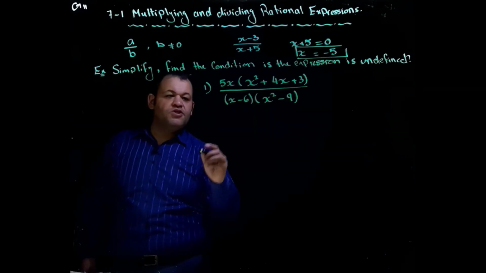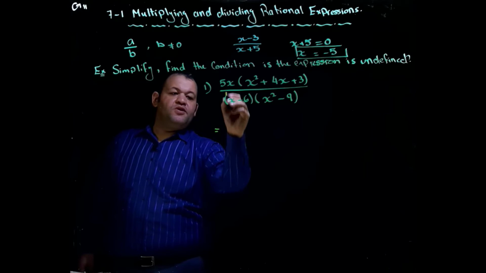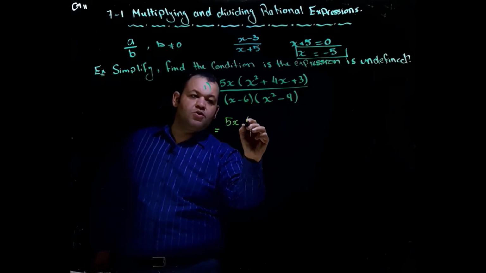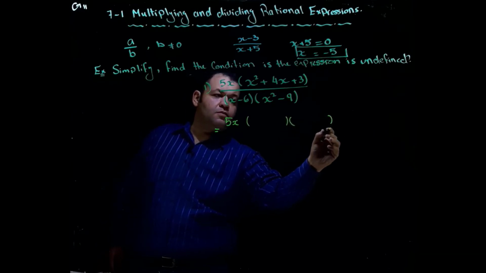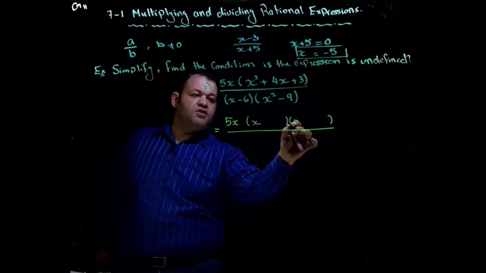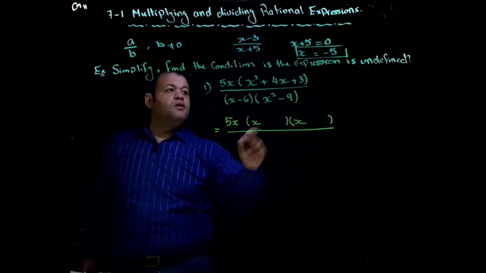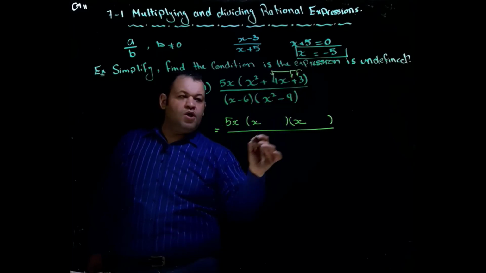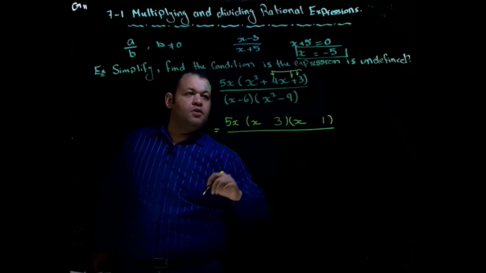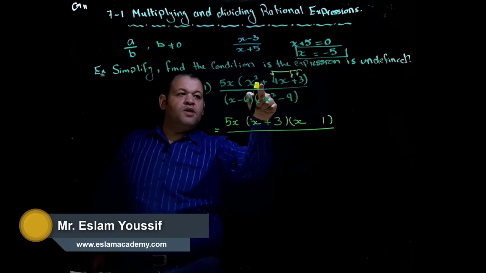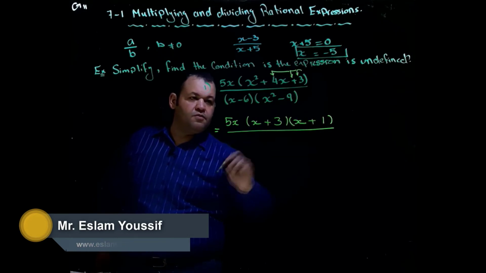To simplify the expression, we need to factorize it. At first, we have 5x without any change. Then we have a trinomial expression, so open two brackets. For x power 2, I need two numbers which, if you multiply them, the answer is x power 2, which is x and x. Now we have 3. I need two numbers which, if you multiply them, the answer is 3, and if you add them, the answer is 4. So the two numbers will be 3 and 1. The sign of the middle is positive, so both will be positive. Positive times positive equals positive.